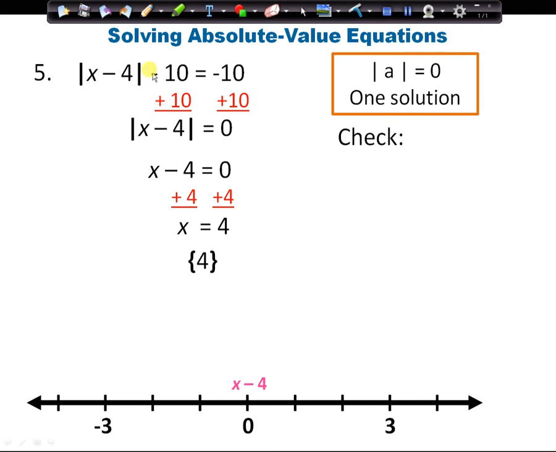All right, guys, we were looking back at number 5 and trying to figure out why it wouldn't check if you went back and plugged it into the original, and we actually had a typo on number 5. Please make sure that you go back and change this to -10 instead of +10. That way, when we do add 10, that is the correct thing to do. That was just a typo on our part. Go back to number 5 and change that to -10 instead of +10. Then it should work if you plug it back into the original, because 4 minus 4 is 0, absolute value is 0, 0 minus 10 is -10.